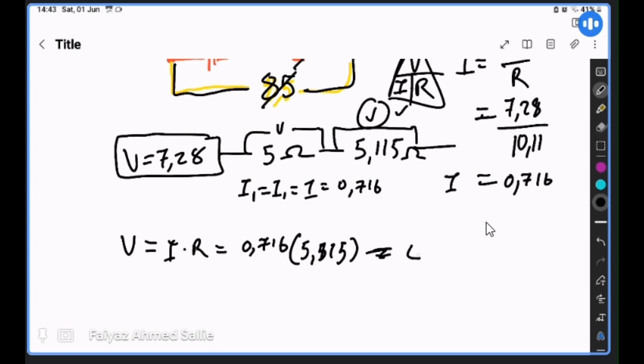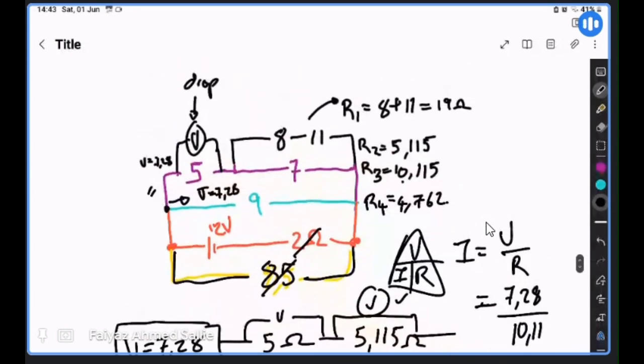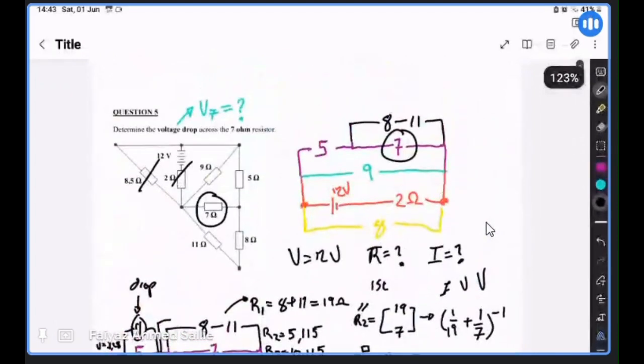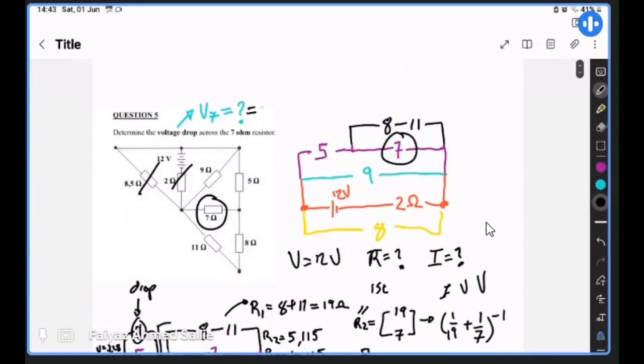of 4,16 volts. So our volts here is equal to 4,16, and the volt here is equal to 4,16. So our answer is going to be 4,16.